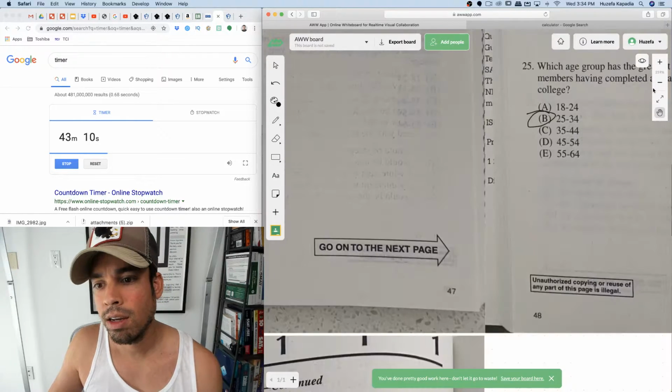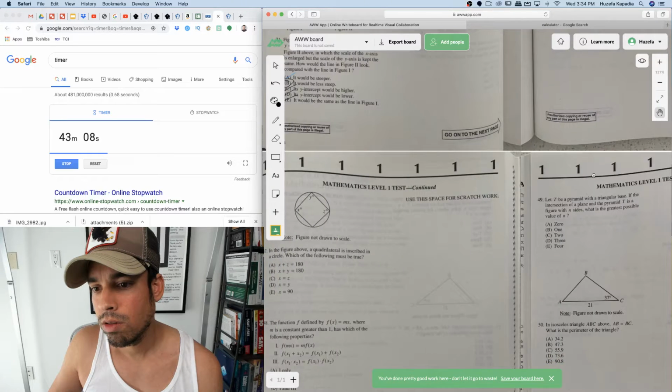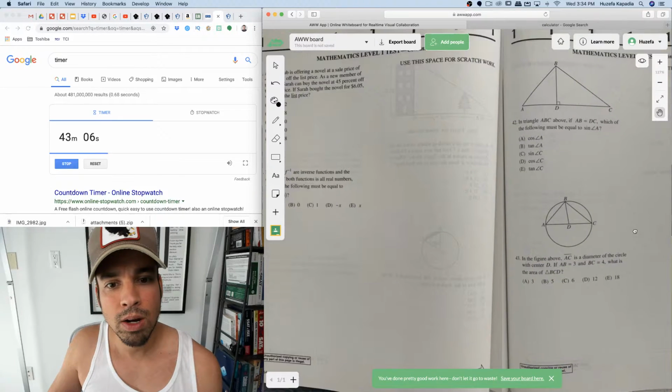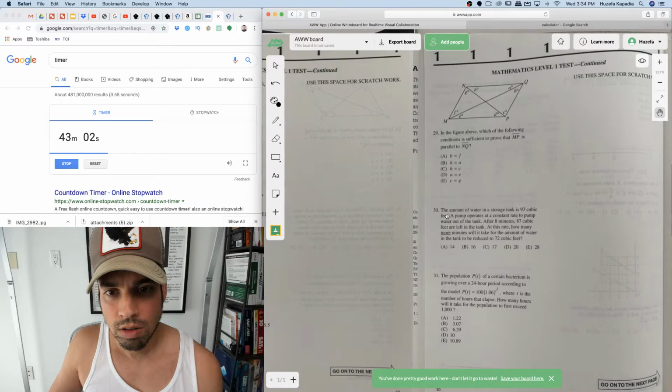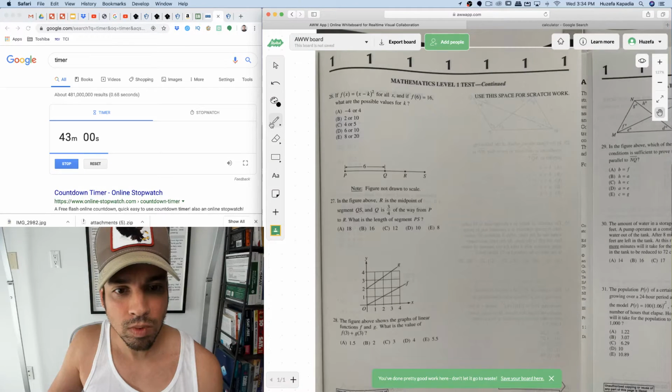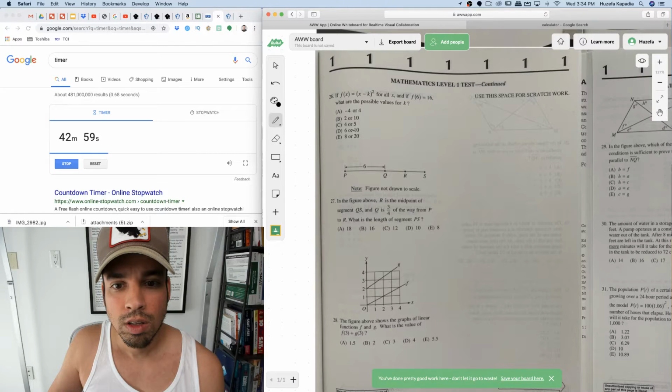Okay, boom, 1, 2, 3. So we're about halfway through, and we've only burned 17 minutes. So that's pretty good, really good, actually. 36 minutes ahead of pace. 13 minutes ahead of pace.